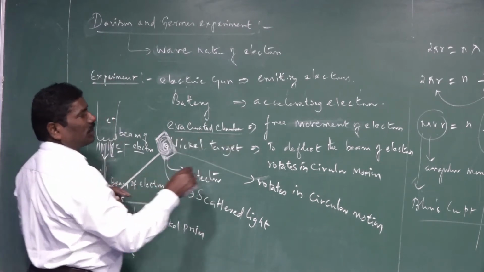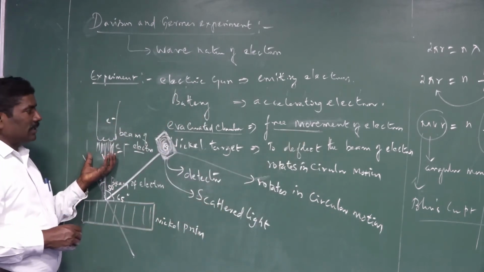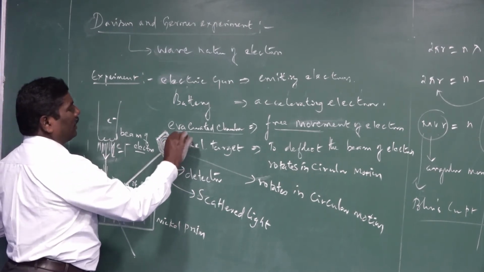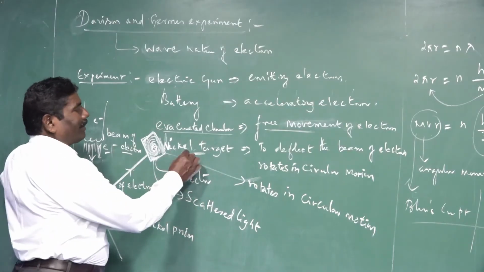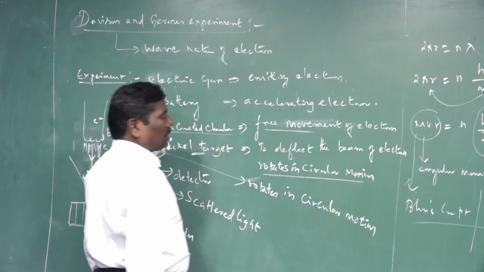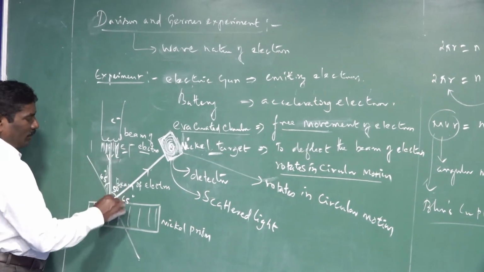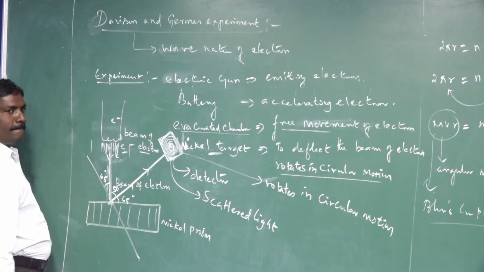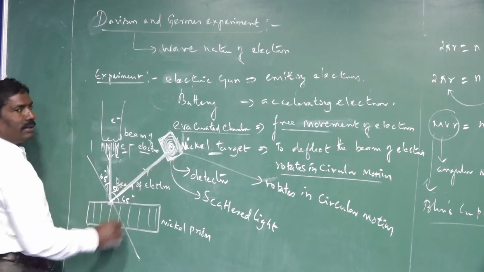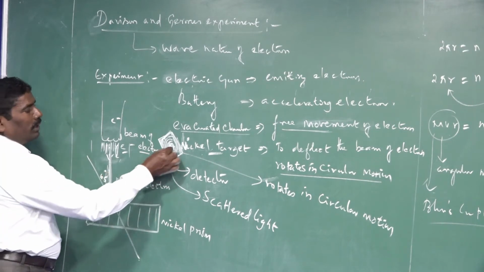These evacuated chambers allow free movement of electrons. Here there is a nickel target, which is used to detect the beam of electrons. The electrons are incident on the surface of the nickel, and the incident electrons are reflected.